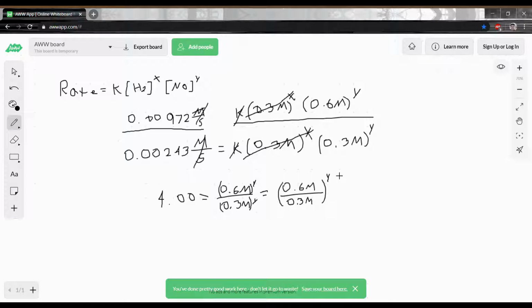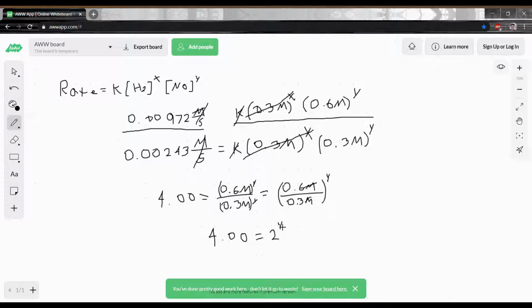0.6 over 0.3 is equal to 2, so we're going to rewrite this as 4.00 is equal to 2 raised to the y power. Actually, we don't even have an M in there because these cancel out. So we're just going to have 2 raised to the y power.